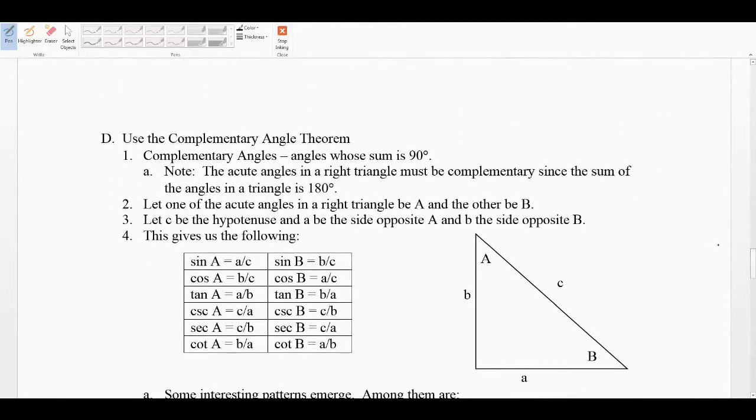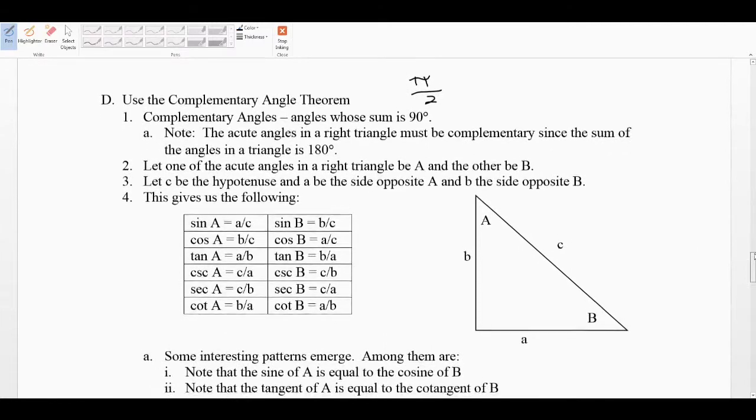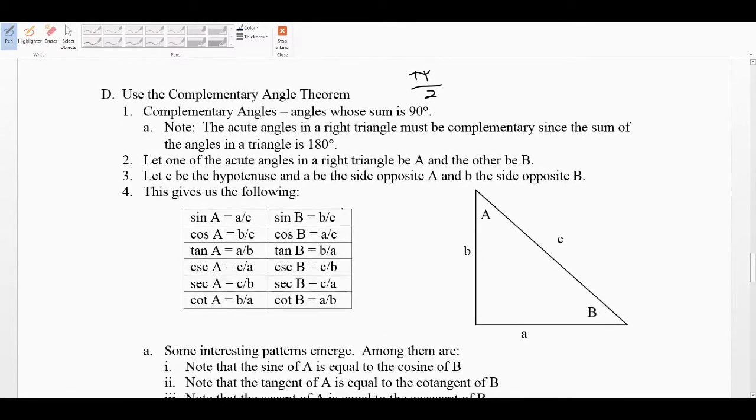Complementary angle theorem from an algebra class or geometry class. Hopefully you remember that two angles are complementary if they equal 90 degrees. And remember, that's the same thing as pi halves radians. So if you take two angles and add them together, they equal 90, or pi halves. And if you look at this triangle, we're using angle A and then you have angle B, and they may or may not be the same.